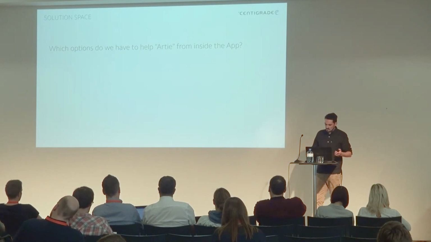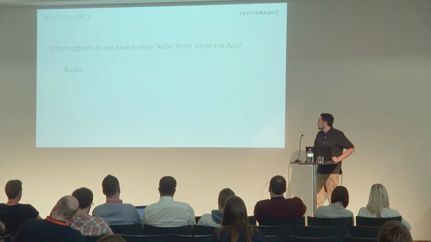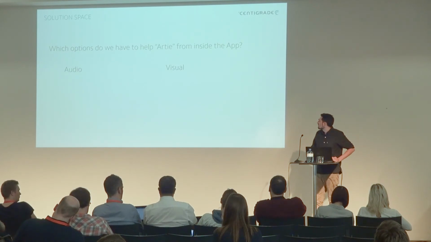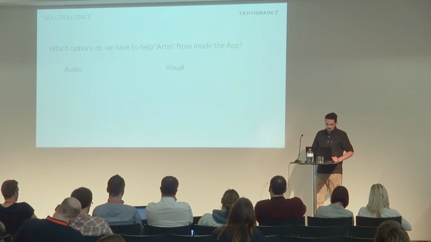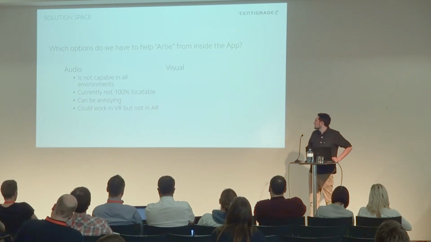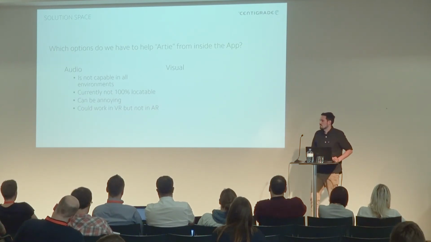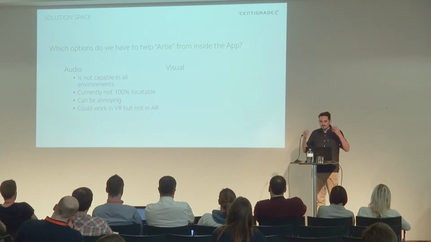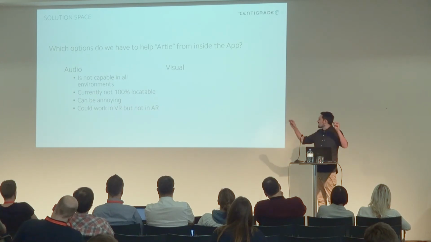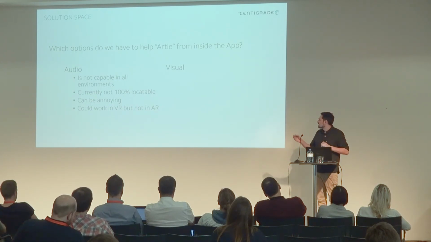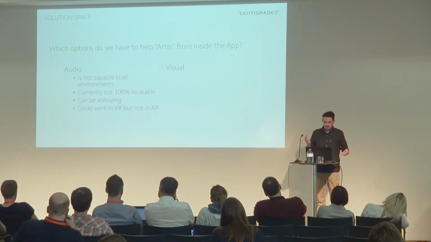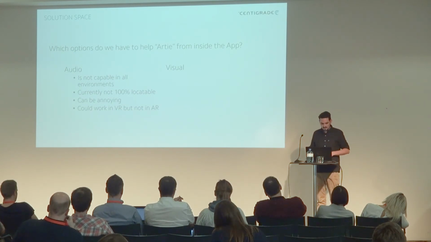So there's audio, because the devices always have integrated audio, or you can put it on. And of course the visual that I mentioned before. So audio also has some drawbacks, because it's not always suitable for the environment. Thinking of an industrial context, maybe it's very noisy, so you can't hear the sounds that are produced. Currently, sounds that are located in the space are not 100% locatable. Sounds can be annoying too.